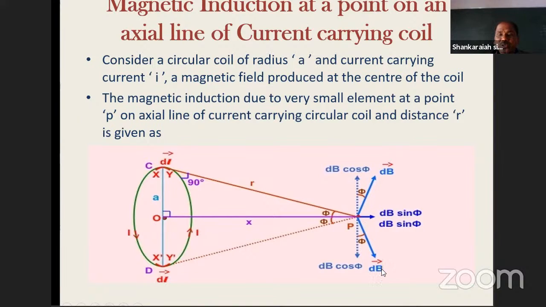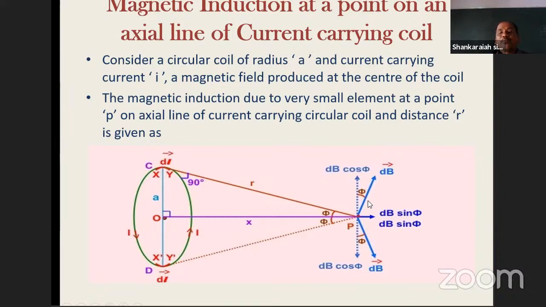This dB direction is also perpendicular to the plane of r bar and dl bar. Got it, my concept here? dB direction is always perpendicular to the plane of dl bar and r bar. Draw the vertical axis.